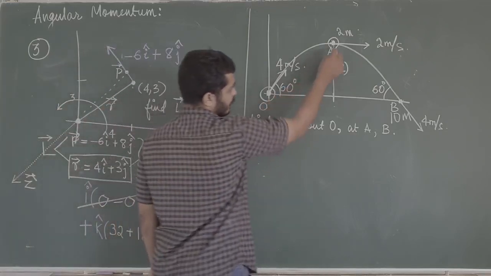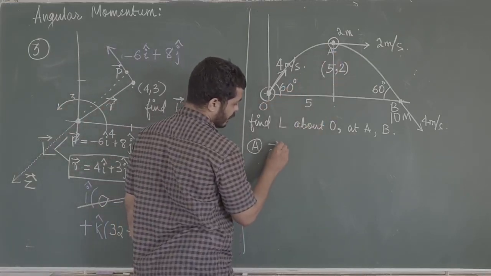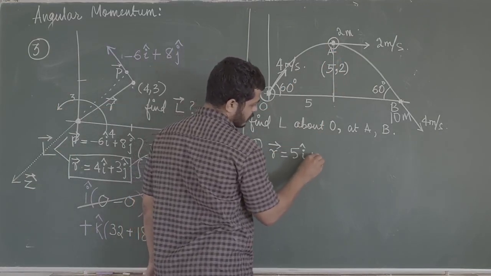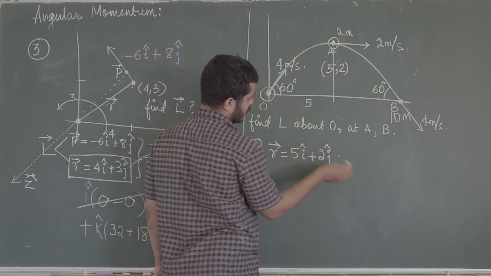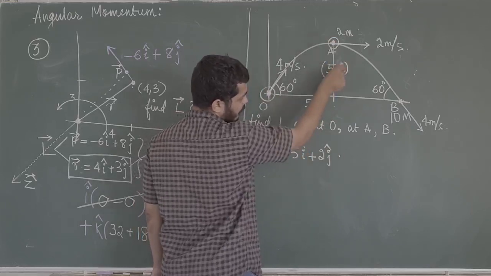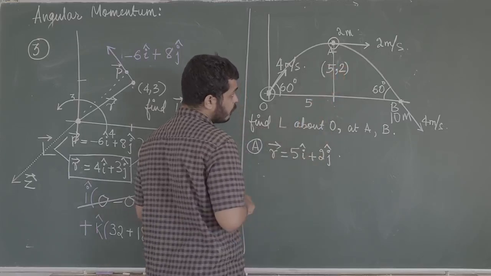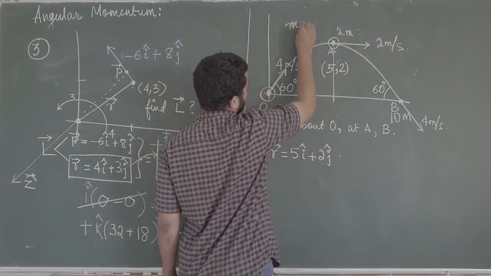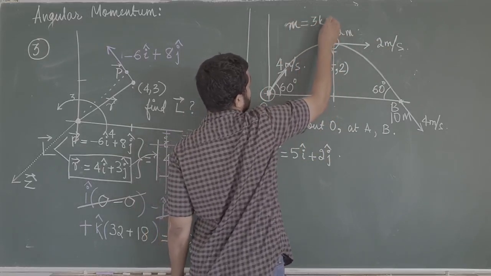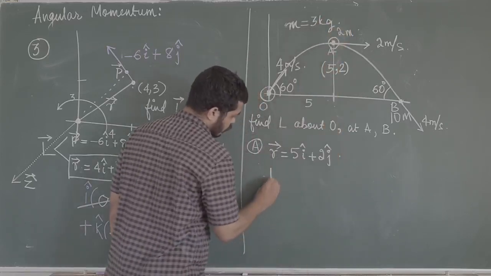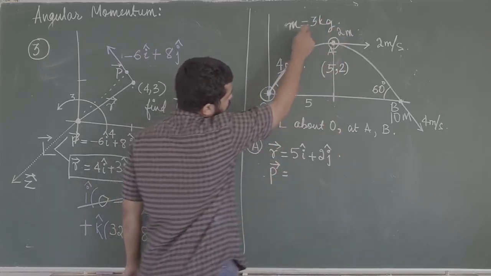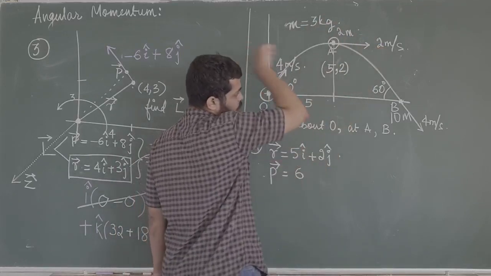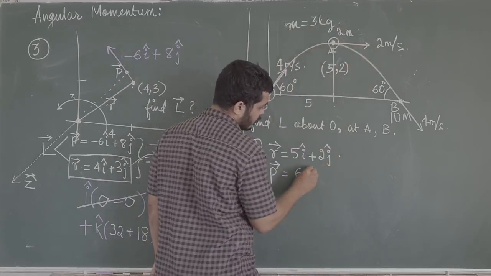So this is your point. That point is 5, 2. So you will write R vector. Okay, R vector is equal to 5 i cap plus 2 j cap. Because it is 5 units forward and 2 units upward, so it is 5i plus 2j. What is the value of P? So it is going in the horizontal direction. I did not give you the mass of this particle. Let us say the mass of the particle is equal to 3 kgs. So what is the value of P? So over here, the value of P is mass into velocity. So 3 into 2 is 6 meters per second, and it is going in the i direction. So it will be equal to 6i cap.